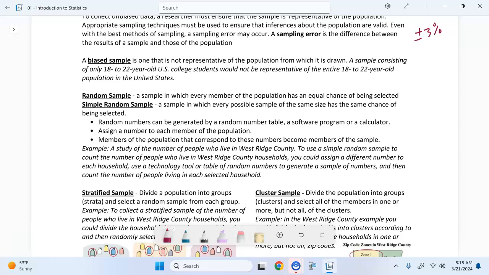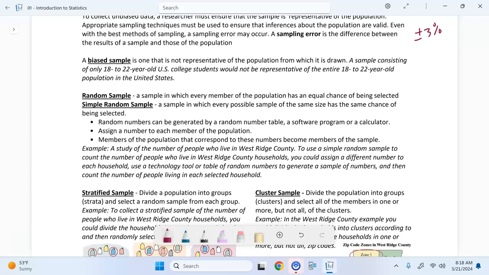So at the very basic level, we have a random sample. Random sample is every member of the population has an equal chance to be selected for the study. And a simple random sample means that we could mix up all the groups and we could take it over and over and over, and all the groups have an equal chance of being selected. This is usually done by random number generation of some kind. Random numbers can be generated by a table, by using a software program, by using a calculator.